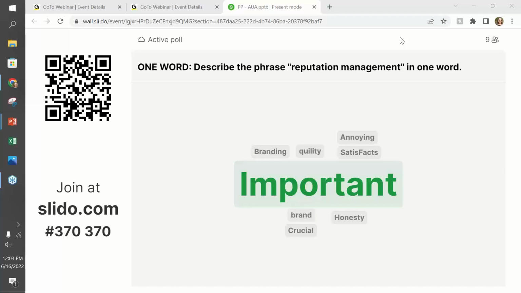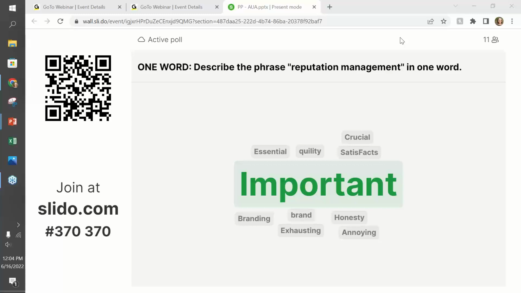Keep those coming through. What do you think, or what's the word that comes to mind when you think reputation management? I like, Leah, that the biggest one in here is that it's important. So I am all about it. Yes, that's fantastic. That's a really good word. I enjoy the honesty there of exhausting and annoying. So also thank you to you. We like crucial. That's really good too.